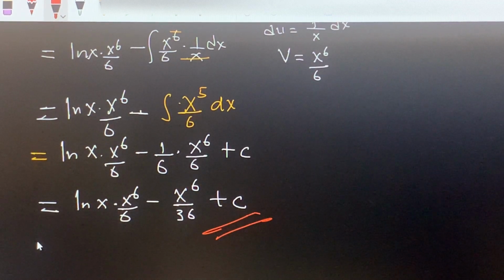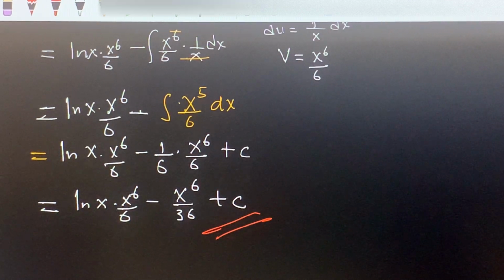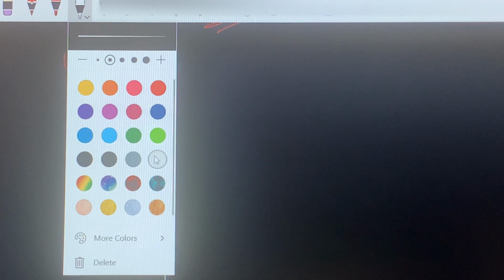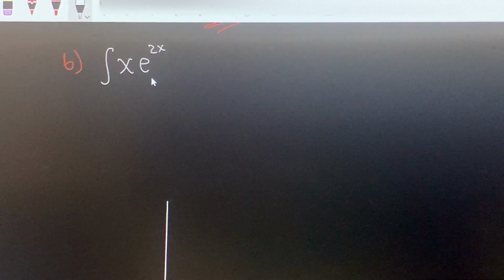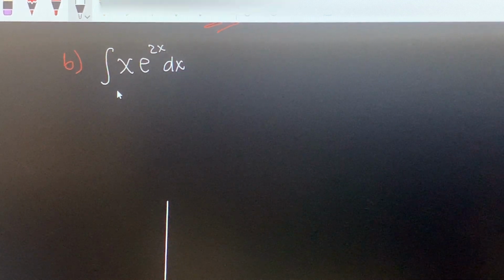The next problem is as follows. Let's move this one up. All right, so the next problem is given as follows. What is the integral of, let me take my white pen, the integral of x e to the power of 2x dx.